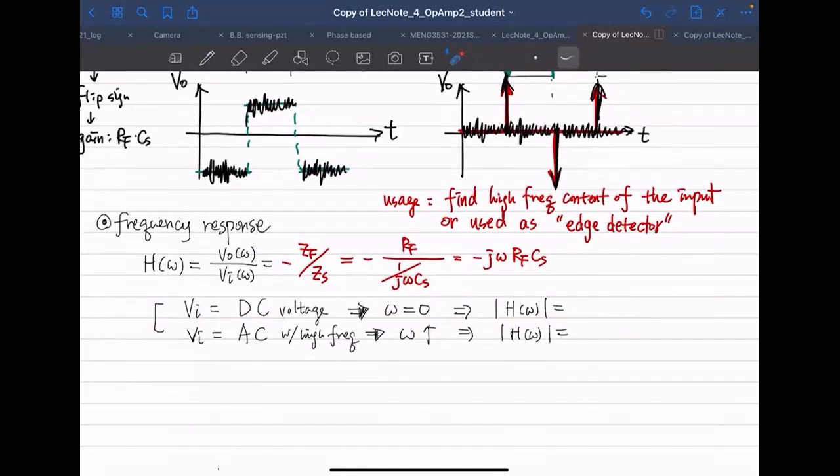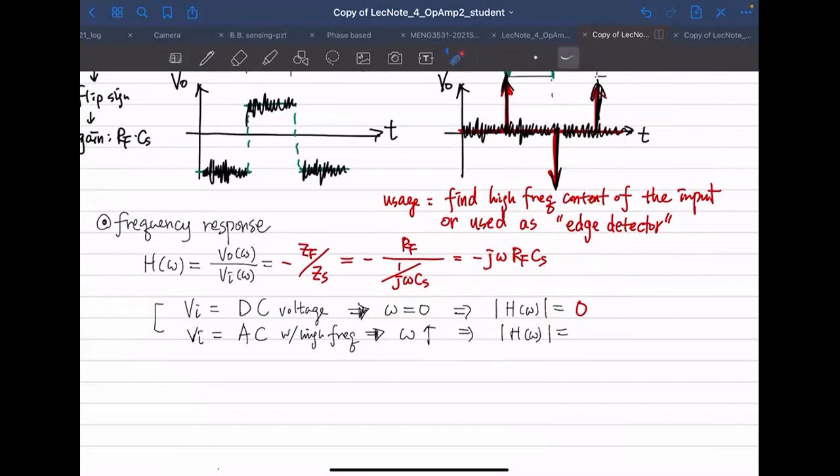It's this one. That's the response of this. So if we apply omega is 0 here, this is going to be 0. So the whole thing is 0, right? So the output over input ratio is going to be 0. And we have this magnitude, so we ignore this negative sign, right?